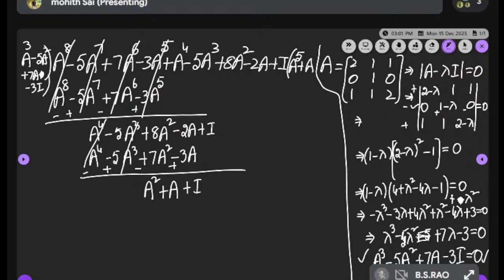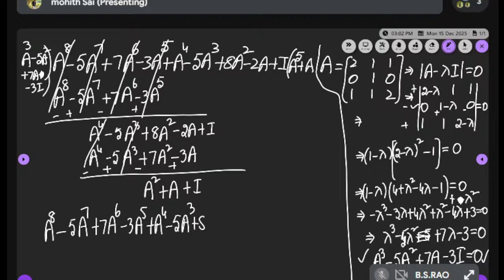Okay. See here, the entire matrix polynomial A power 8 minus 5A power 7 plus 7A power 6 minus 3A power 5 plus A power 4 minus 5A cube plus 8A square minus 2A plus I is equal to.